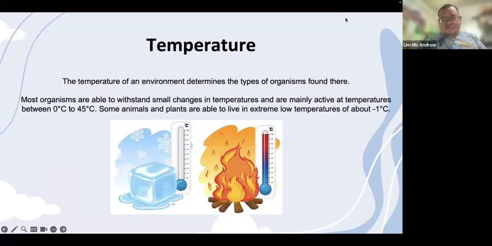Temperature. Temperature of the environment determines what type of species or organism is found there. Most organisms can withstand a small change of temperature and are mainly active at a temperature between 0 degrees Celsius and 45 degrees Celsius. Some animals and plants are able to live in extreme low temperatures, such as about -1 degree Celsius. This means that if the temperature is too hot or too cold, the living thing living there may leave the place, causing the population size of that particular species in that area to go down. So temperature does play a part.